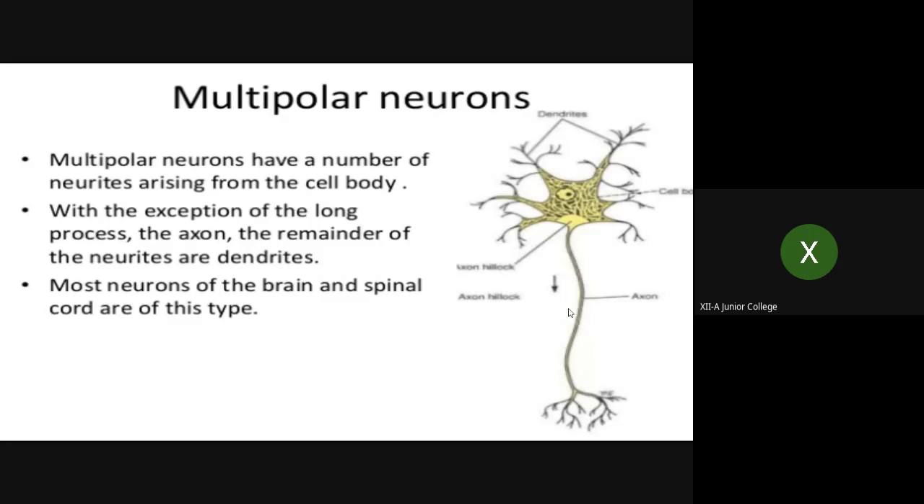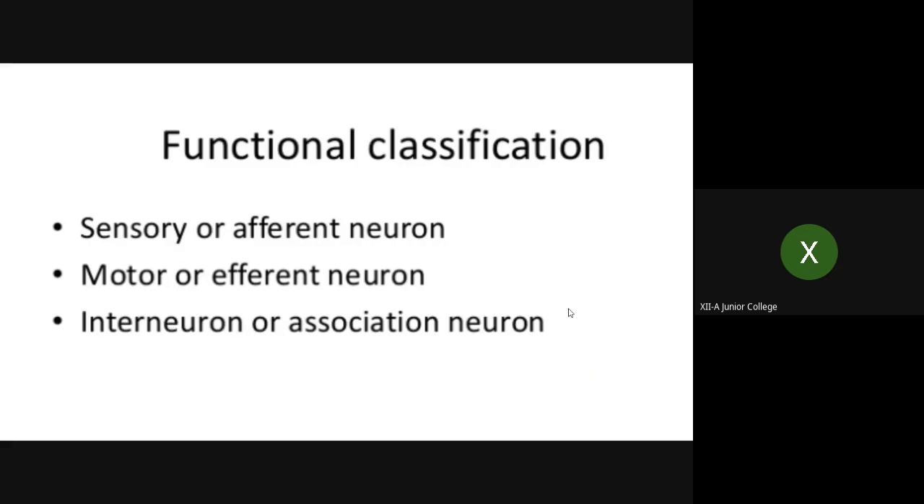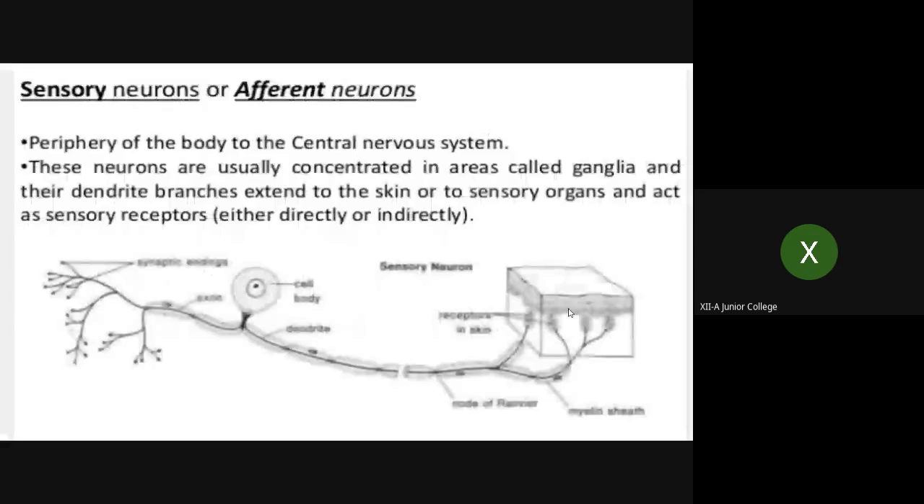So remember that. Now, according to function, neurons are classified as sensory, which are also called afferent neurons, motor, also called efferent neurons, and interneurons or association neurons, which are also called mixed type neurons. Okay, so we will now see what these are.